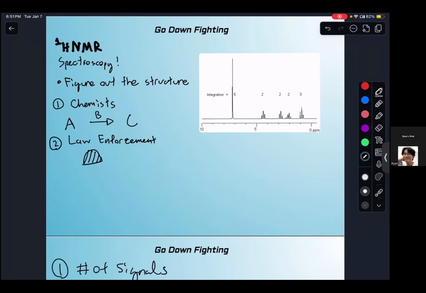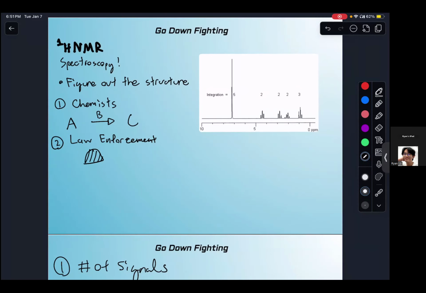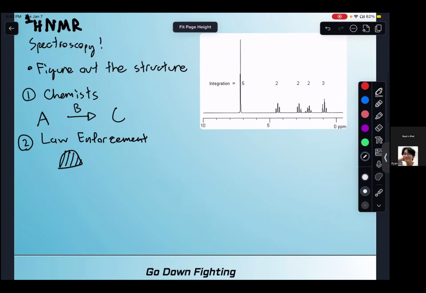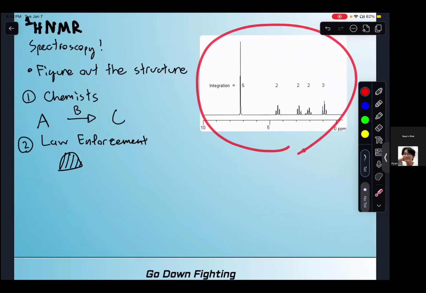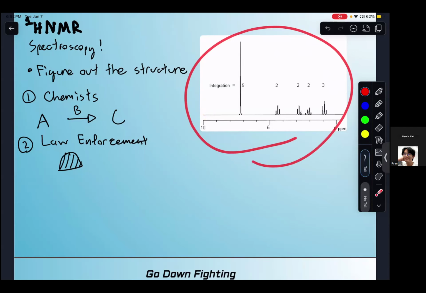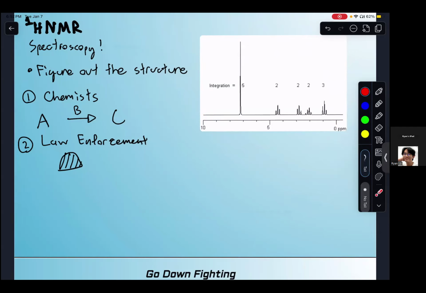So let's talk about my rough and dirty explanation of HNMR. It doesn't account for 120% of the actual physics behind HNMR, but I think it's good enough for the purposes of this class. And if you're just here trying to pass or trying to do well, I think it'll do just fine for you. So as you can see here, by the way, I forgot to mention, this is what you're going to be looking at. You're going to be given a spectra like this, and you're going to be asked to give me the structure of this.